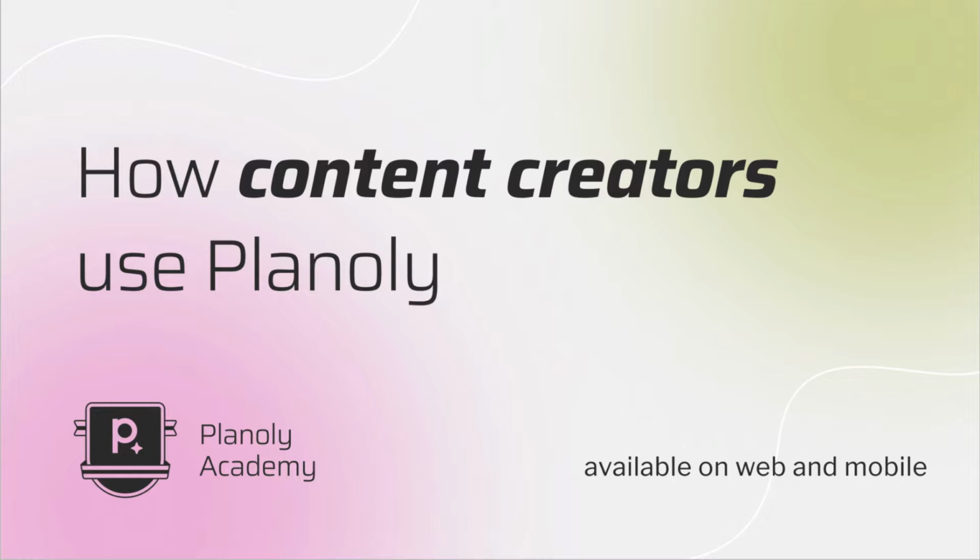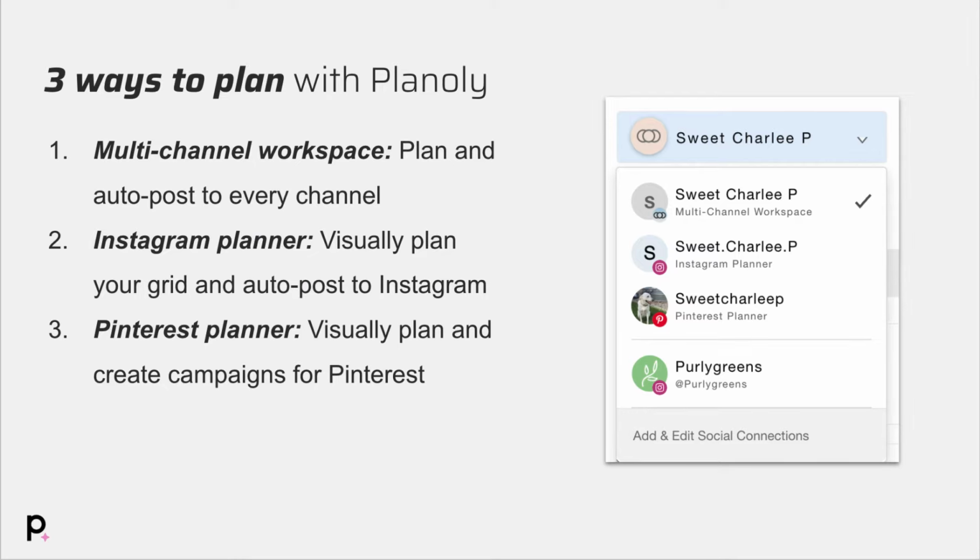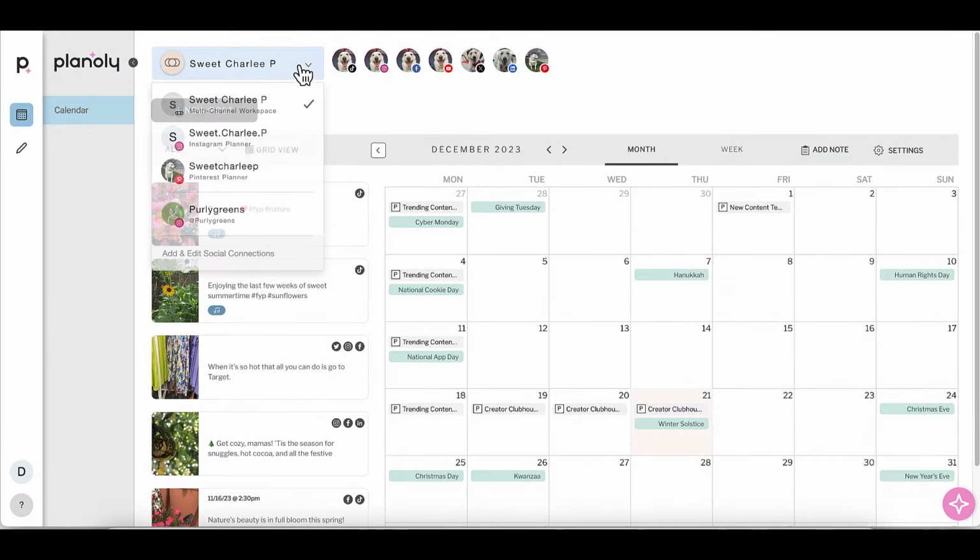Today, we'll show you a quick overview of everything you can do within Planoly. There are three ways to plan with Planoly. The first is using our multi-channel workspace, which allows you to plan and auto-post to every channel. Second, you can use our Instagram planner, where you can visually plan your Instagram grid and auto-post to Instagram. Finally, we have a dedicated space for Pinterest planning where you can visually plan and create campaigns for Pinterest. All workspaces are included in every plan and you can toggle from one to the other. You can use the account switcher in the top left corner to toggle from one planning space to another.